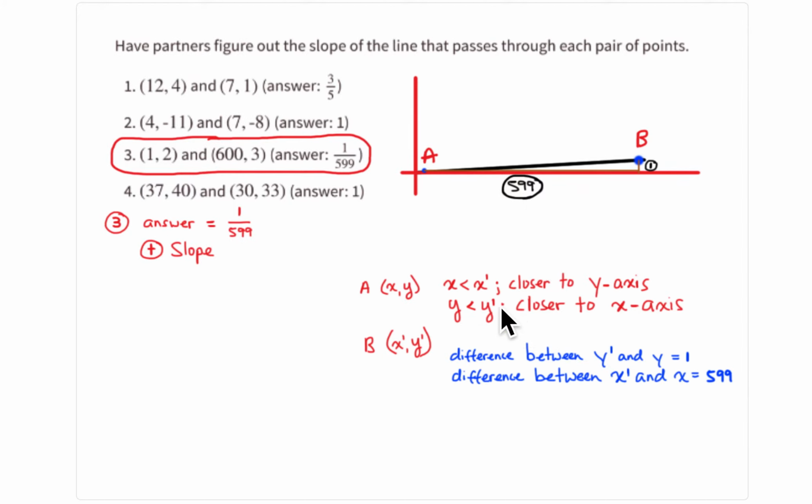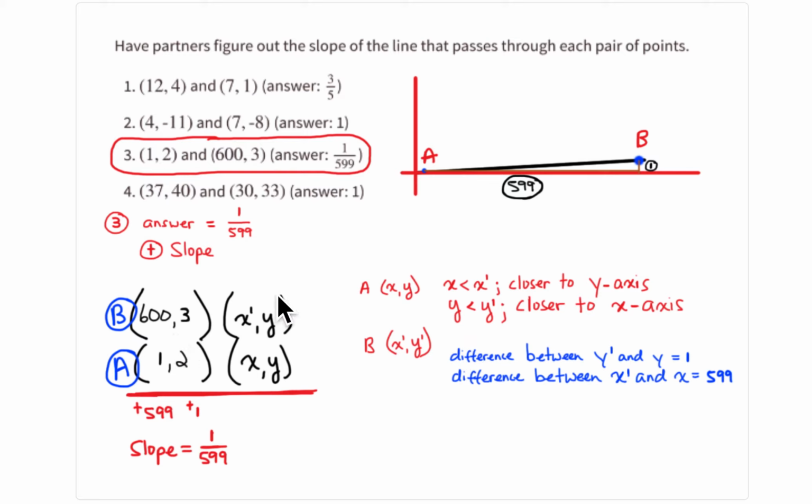All right, so this goes back to what we did before. The x value for A is closer to the y-axis, so you reach A first as you go along the x-axis, and then B. So x is less than x prime goes with B, and y is less than y prime. So as you go up the y-axis, you hit A first, and then B. So this is the same as before. Where you end up, you subtract where you start. The difference in the y values is just this 1 unit here. But the difference in the x values is huge. It's 599 units. So it's where you end up, subtracting where you started, and you end up with an answer of 599. All right, so let's use the numbers and calculate the slope.